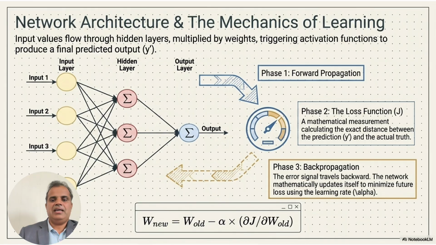Finally, we have phase 3, back propagation. The error signal travels backward through the network from right to left. The network calculates exactly which weights caused the mistake and updates them using the formula you see at the bottom. It subtracts a portion of the error from the old weights to create new, smarter weights. The speed of this update is controlled by alpha, which is our learning rate. The model repeats this loop over and over until its guesses are incredibly accurate.